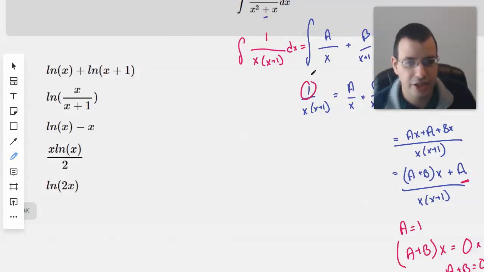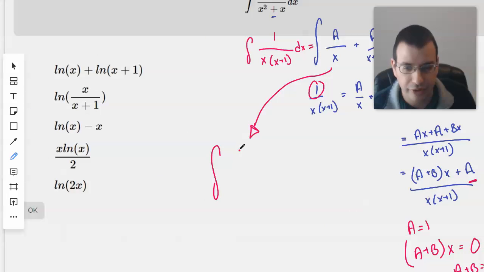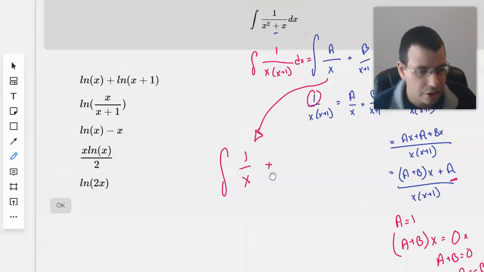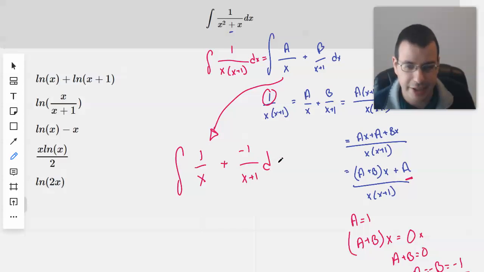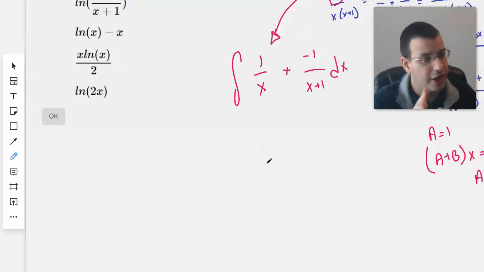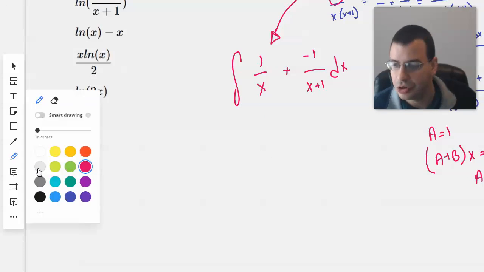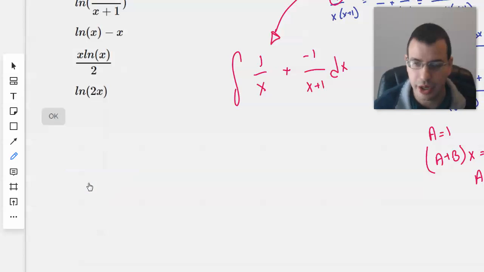rewrite this as the integral of, a is 1, right? 1 over x plus negative 1 over x plus 1 dx. Okay? And we know the integral of 1 over x is the ln of x, and the integral of 1 over x plus 1 will just be the natural log of x plus 1.